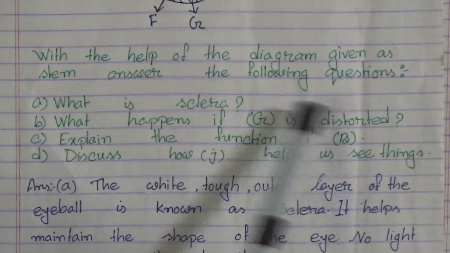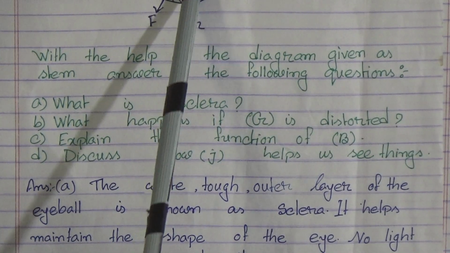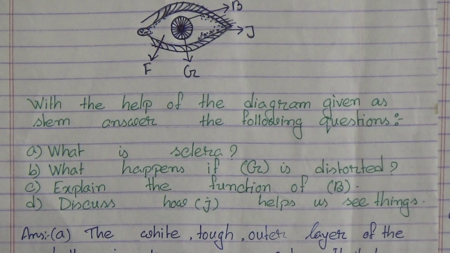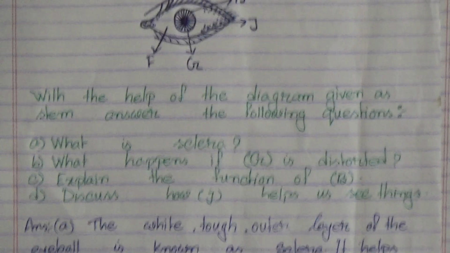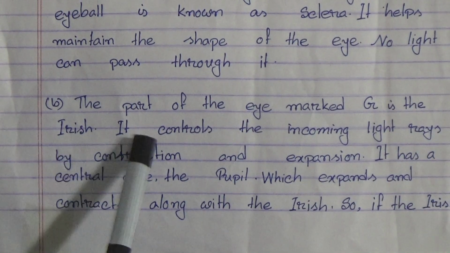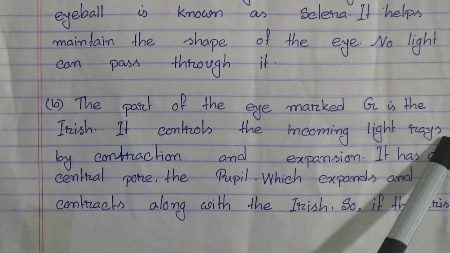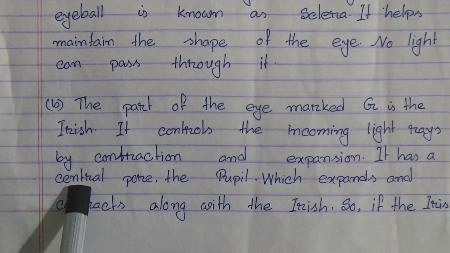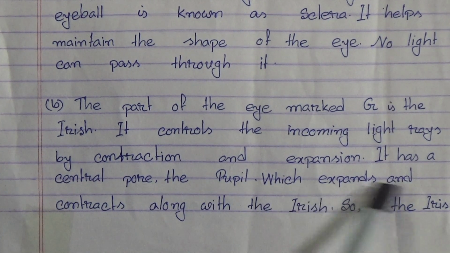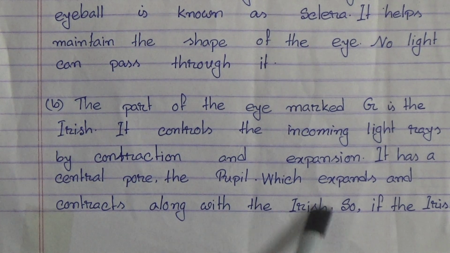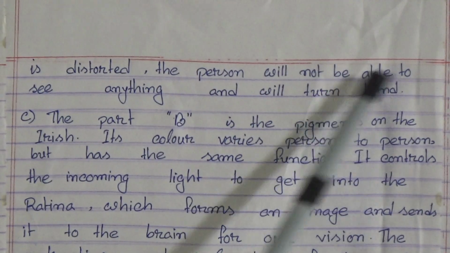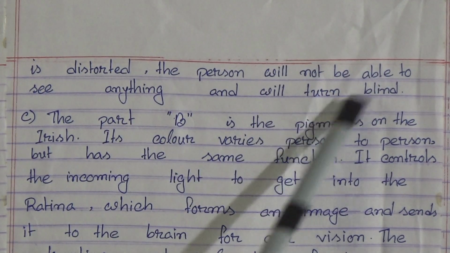Number B, what happens if G is distorted? Here is the picture given, and G is also marked. The part of the eye marked G is the iris. It controls the incoming light rays by contracting and expanding. It has a central pore, the pupil, which expands and contracts along with the iris. So, if the iris is distorted, the person will not be able to see anything and will turn blind.